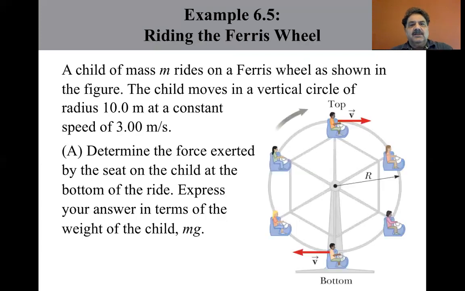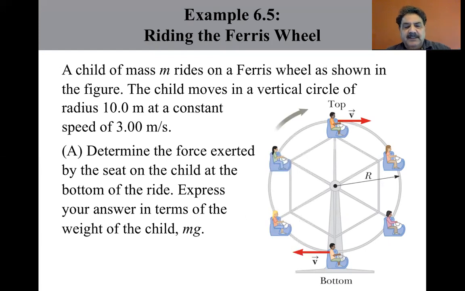All right, let's look at another problem. A child of mass m rides a Ferris wheel as shown in the figure. The child moves in a vertical circle of radius 10 meters at a constant speed of 3 meters per second. Part A, determine the force exerted by the seat on the child at the bottom of the ride. Express your answer in terms of the weight of the child, mg.